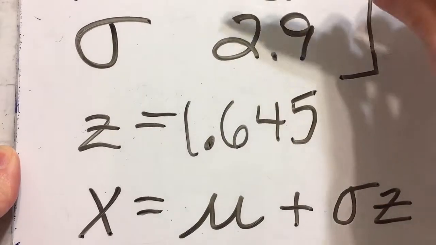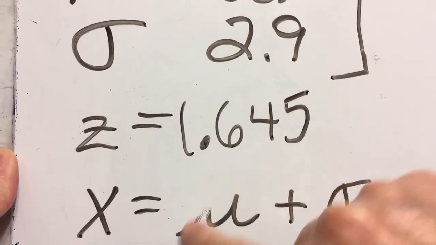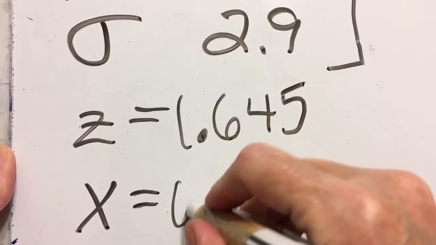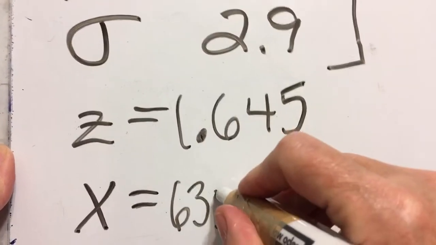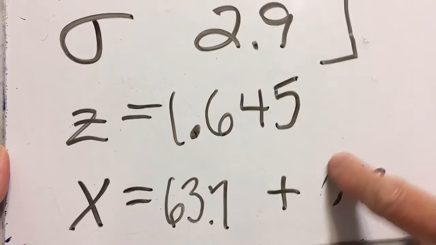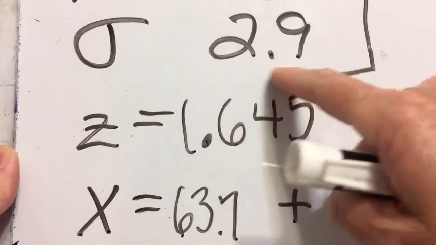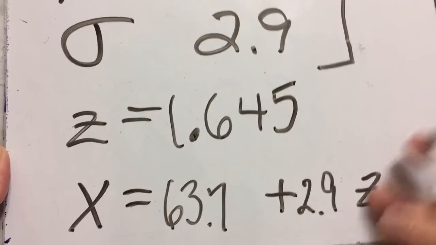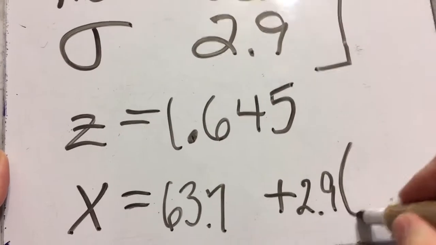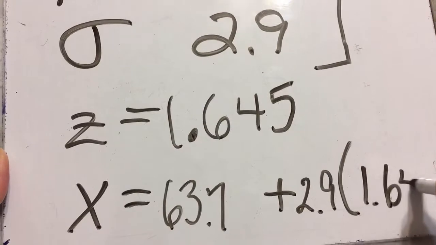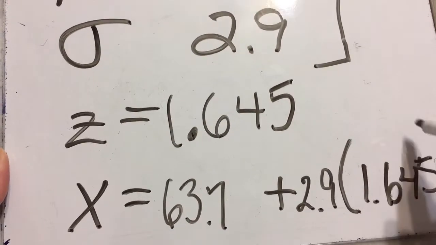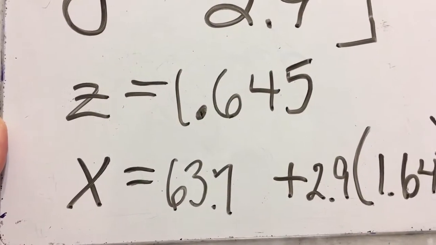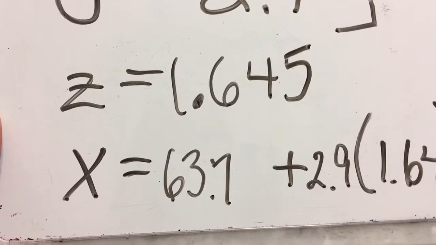So the mean is going to be our 63.7, which we'll put right there. And our sigma is going to be our 2.9. And our z-score is going to be our 1.645. And now we're going to plug that into a calculator and come up with the answer.